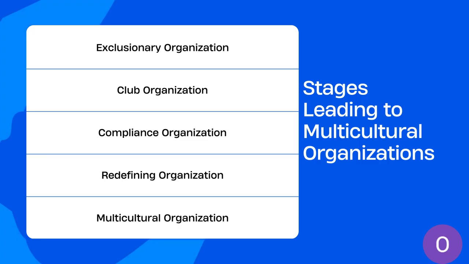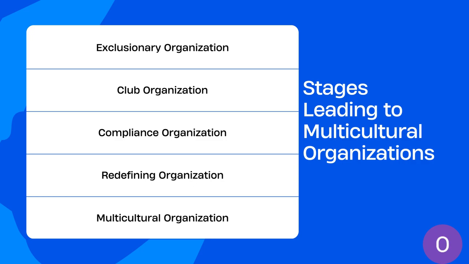There are several stages that have been identified in leading to such multicultural organizations. First stage, exclusionary organization. Furthest from a multicultural organization, it maintains dominance of one group over all others in factors like age, race, education, and gender. They discriminate, but they still exist even if it violates the law.